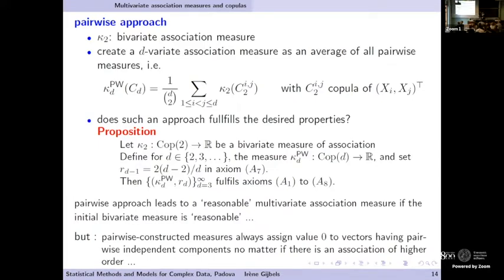Which is the reason why we don't like it too much, and the reason, in some sense, why I was wondering: why is everybody always looking in applications only at pairwise associations? Because you might miss quite something.